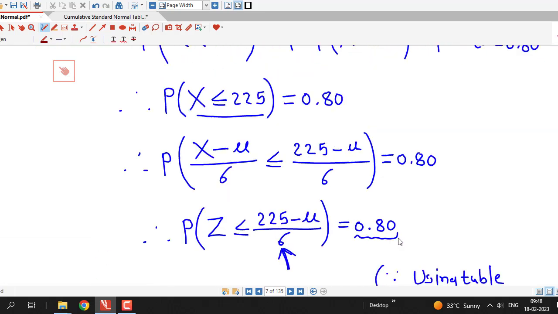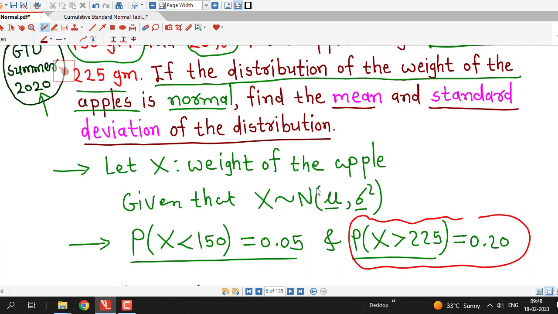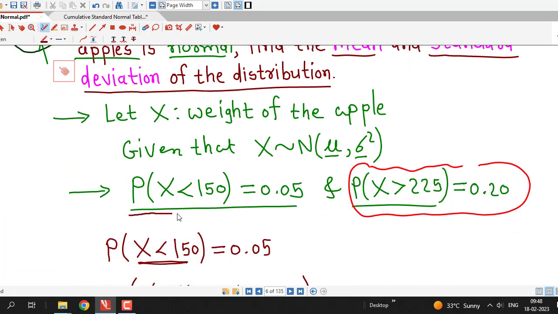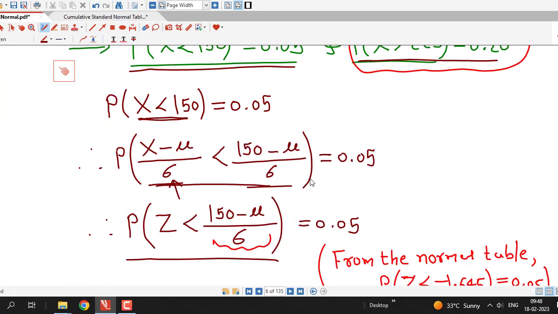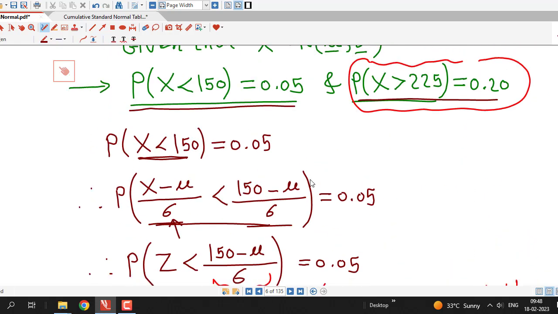So in this way you can use given probabilities to decide the mean and standard deviation of the normal distribution. In earlier lectures what we have seen is the problems have mean and standard deviation given, and we are using that mean and standard deviation to determine the given probabilities. But here the situation is different. Here we are given two probabilities related to normal random variable, and using these two probabilities we have to decide the mean and standard deviation of the normal distribution.